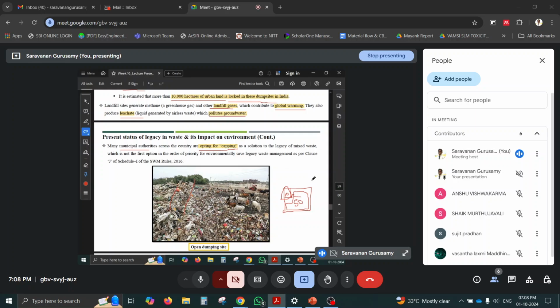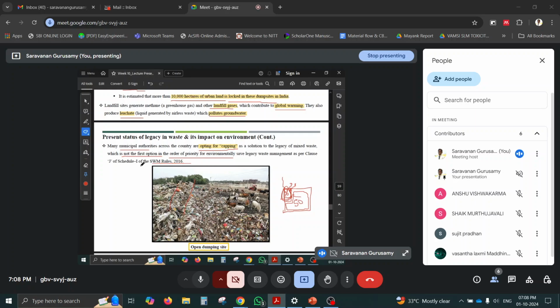But this also has a problem, because we are not having any liner at the bottom. Again, all the waste accumulated in this 10 acres will produce leachate. Even though we have a top cover system, at the bottom we do not have any liner system. So rainfall will not percolate, but the leachate produced from the landfill will percolate into the groundwater. So that is the problem. That's why capping is not the first option in the order of priority.